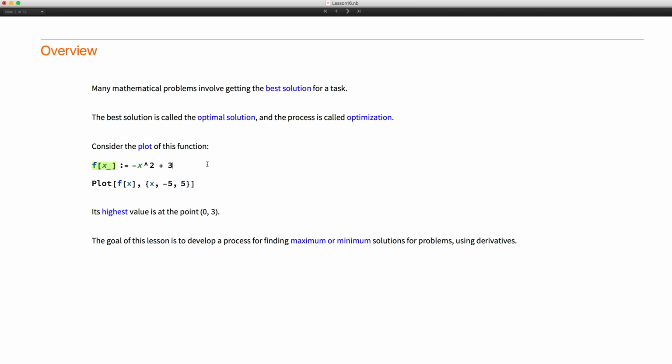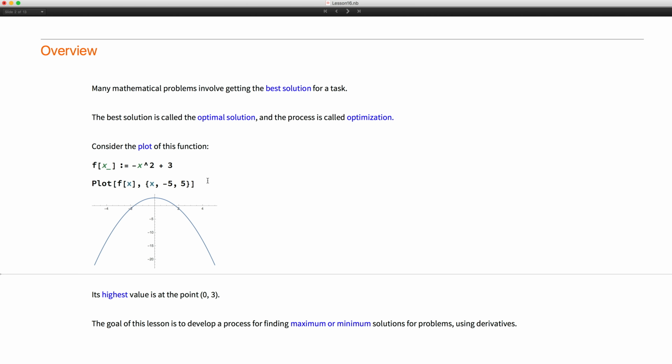As an example of optimization, let's take this function f of x and plot it. The plot is a downward opening parabola, and the highest value of this plot is clearly at 0, 3. So in this case, our notion of best or optimal is the highest value. And typically, one wants to talk about maxima and minima in various problems. So the goal of this lesson is to develop a process for finding maxima or minima for different problems using derivatives.